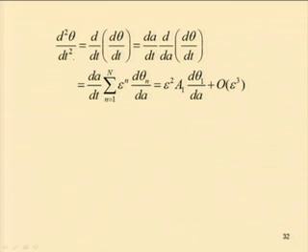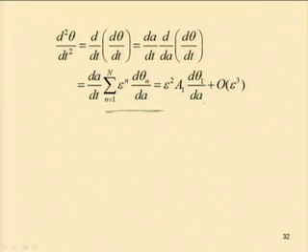Similarly, d square theta by dt square can be written as d by dt of d theta by dt. So, this is equal to dA by dt into d by dA of d theta by dt. Already we know this d theta by dt in this form, so it can be written as d by dt of this. By expanding this, one can write this is equal to epsilon square A1 d theta 1 by dA.